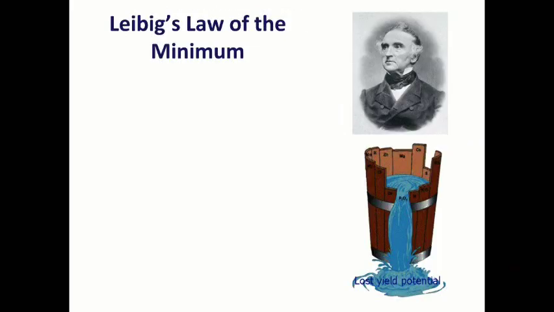Now on to some more theory. Liebig's law of the minimum, and you may have seen this image of the barrel before. It's a really popular image that's used when we're talking about plant nutrition. It's basically showing that the yield of your crop is only going to be as high as the nutrient that's in the lowest supply, if that makes sense.